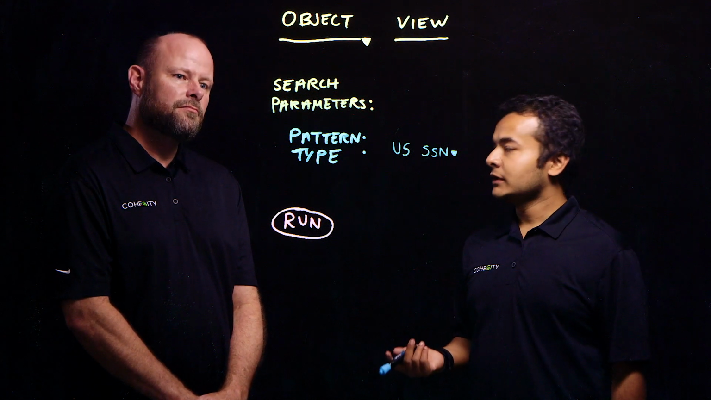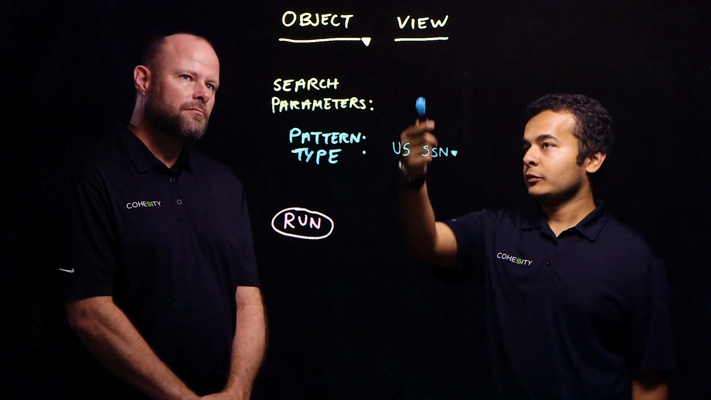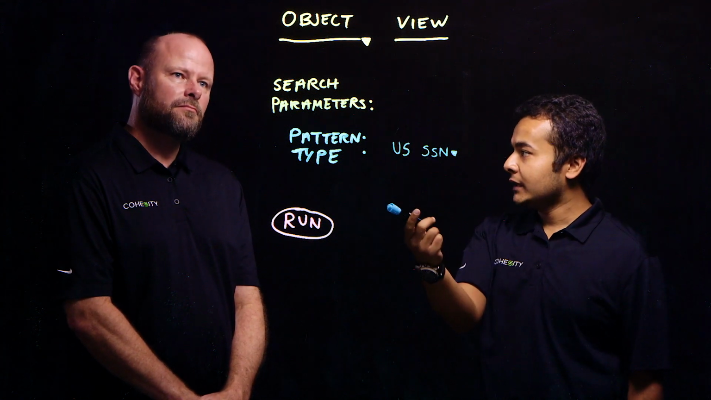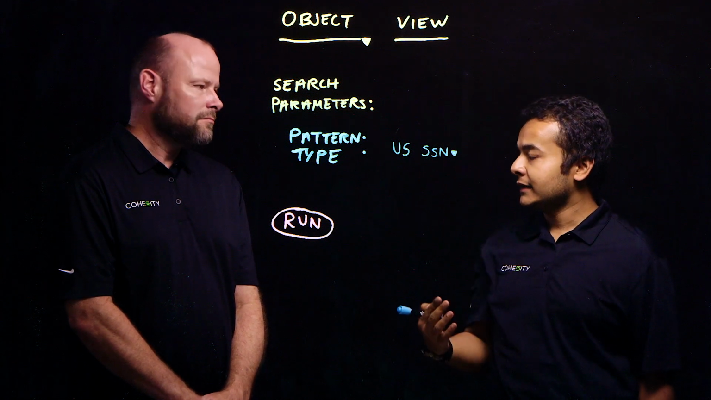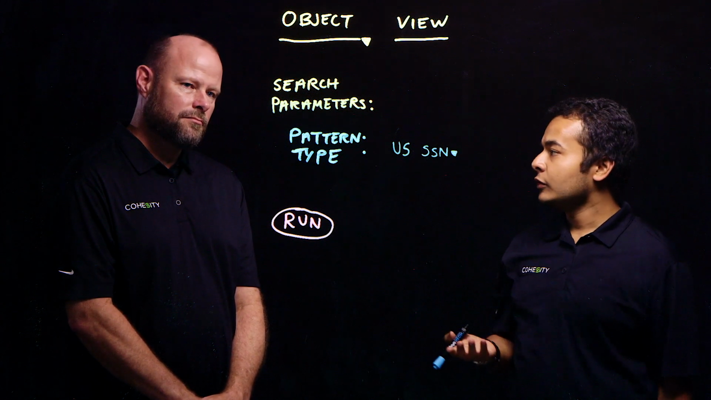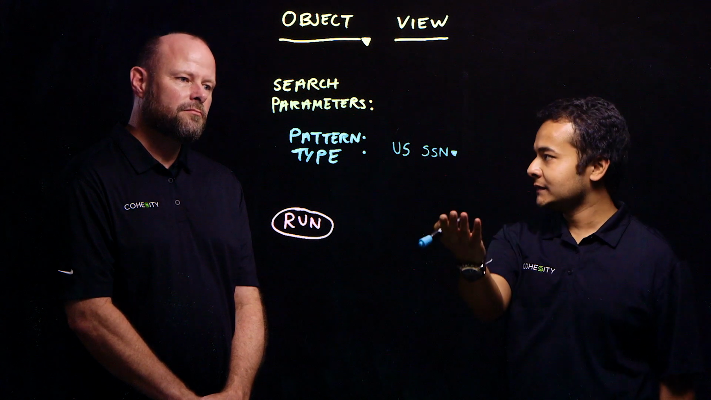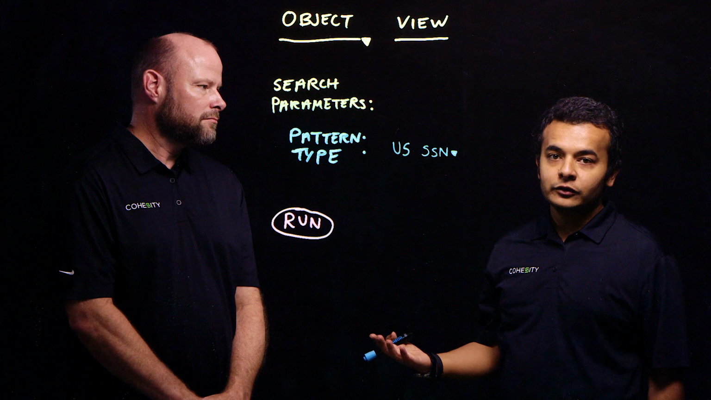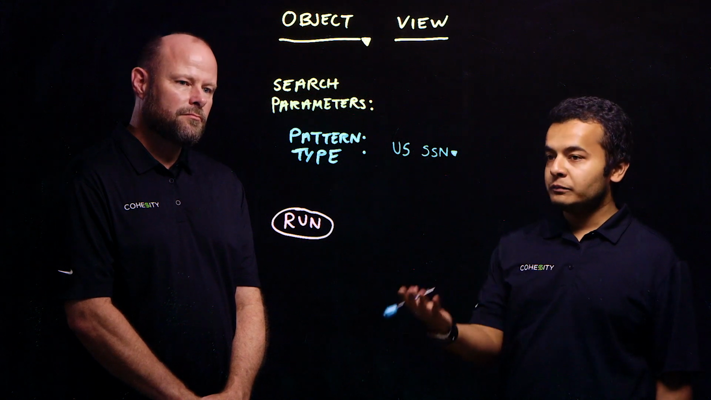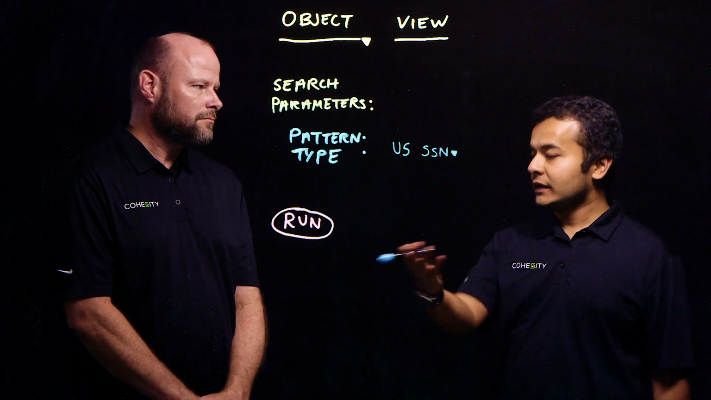So what you can do with the Pattern Finder application is you can either point it to a particular object such as a VM or a job, select the specific view that you want to run against, and then define what you want to search for. Do you want to search for US SSN? Do you want to search for a credit card number? Or do you want to define your own pattern? You can define your own patterns and save them. And then you can just run it.